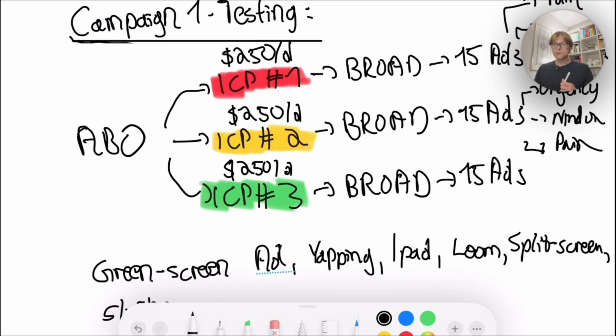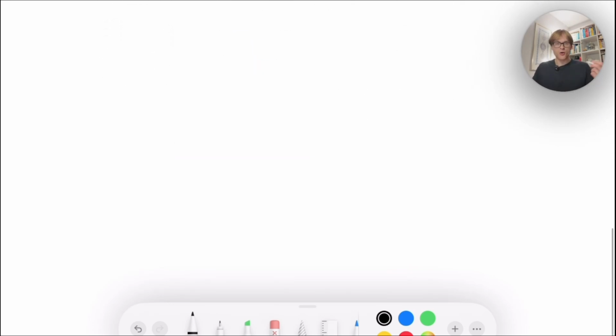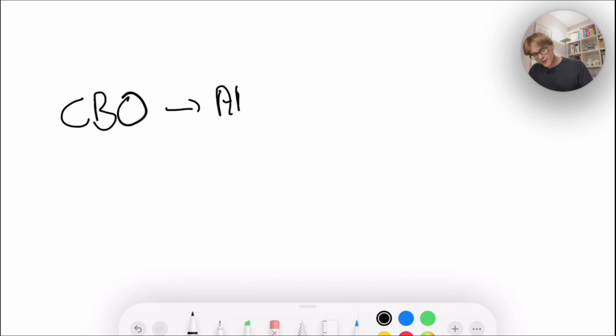And now, why does the ABO make a lot of sense here? Because I'm going to show you exactly what's going to happen when you do a CBO, which everyone else is talking about, okay? So in a CBO, you're going to have one ad set, okay?